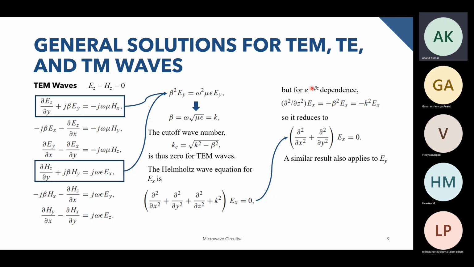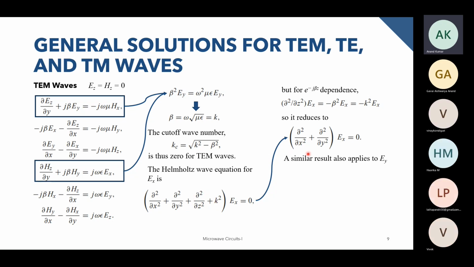Now, we know that we have this particular dependence, so we can evaluate d²Ex by dz² for Ex, which turns out to be minus beta square Ex, which equals minus k square Ex. We just found beta equal to k, so we can substitute that, and this expression is equal to minus k square Ex. So this term equals this term, they cancel each other out, and the final reduced Helmholtz wave equation will look something like this. This is the equation we are trying to solve for the TEM case.